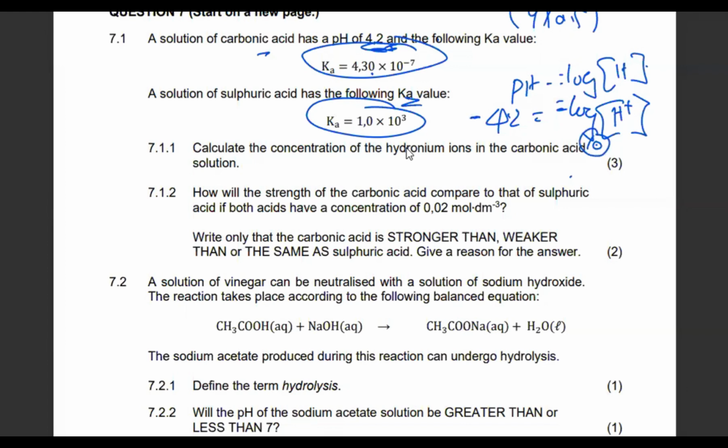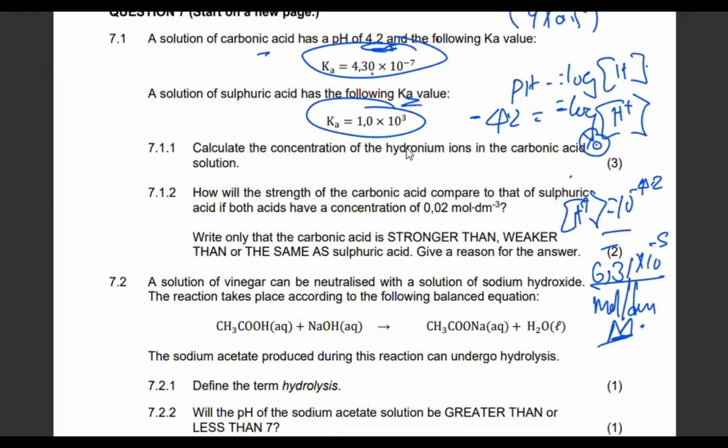Once I get that, the concentration is going to be equal to 10 to the power of negative 4.2. And then once you get that, you'll be able to get 6.31 times 10 to the power of -5. And what is this? Moles per decimeter cubed, or molar, whatever. You can say molar or moles per decimeter cubed. So that's how you're supposed to calculate that.